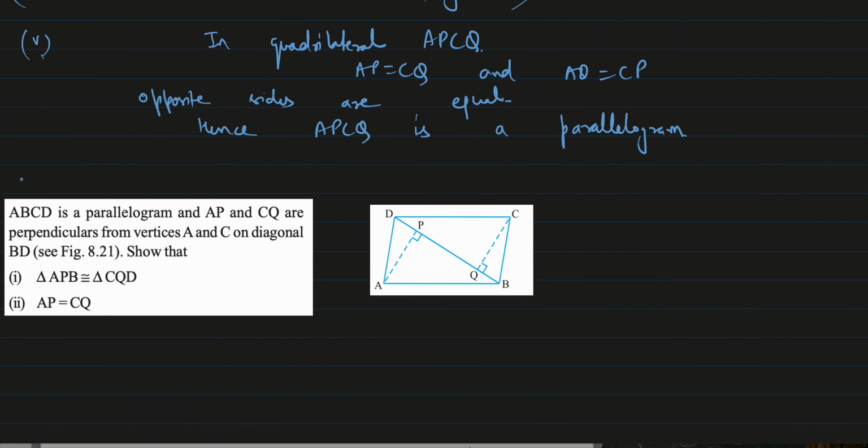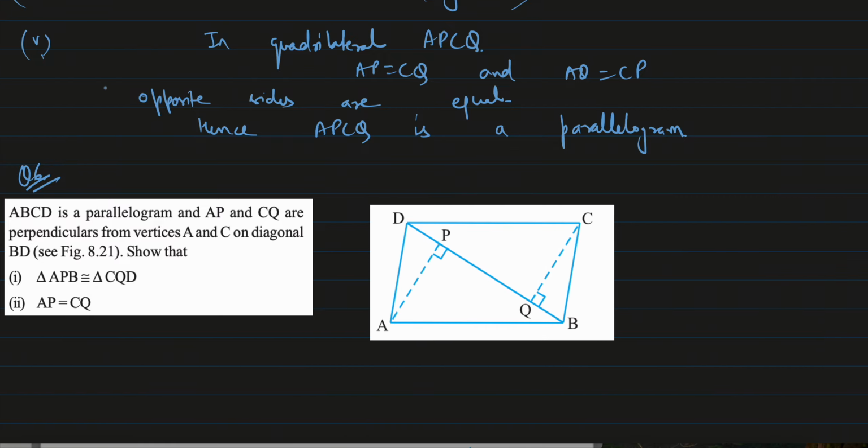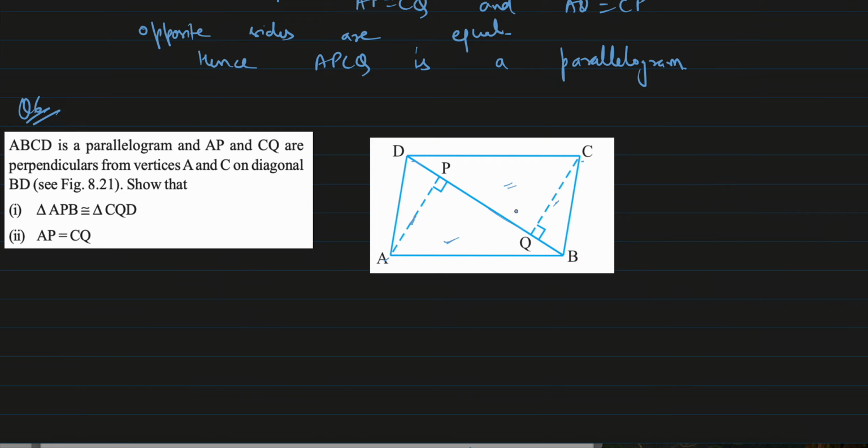Question number 6 of your NCERT book. So ABCD is given to you as a parallelogram here. This ABCD is a parallelogram where AP and CQ are the perpendiculars from vertices A and C on the diagonal DB. Show that triangle APB is congruent to triangle CQD. So how are we going to do that?